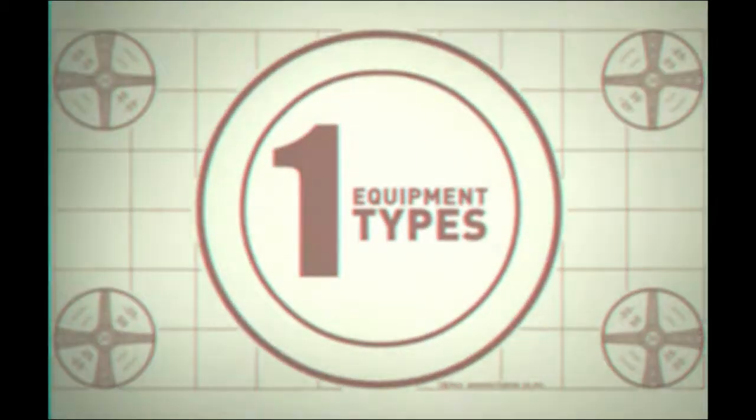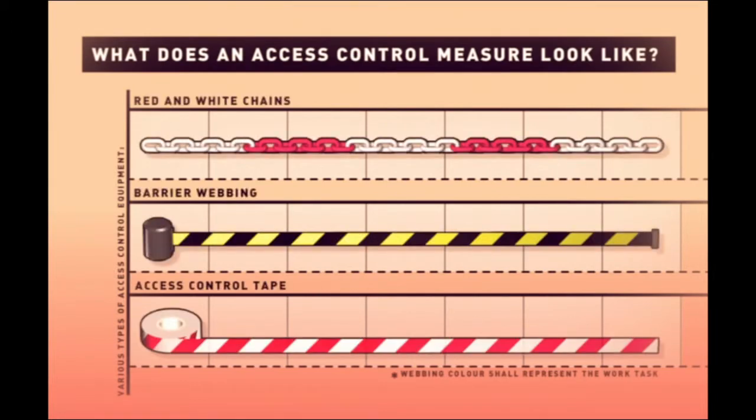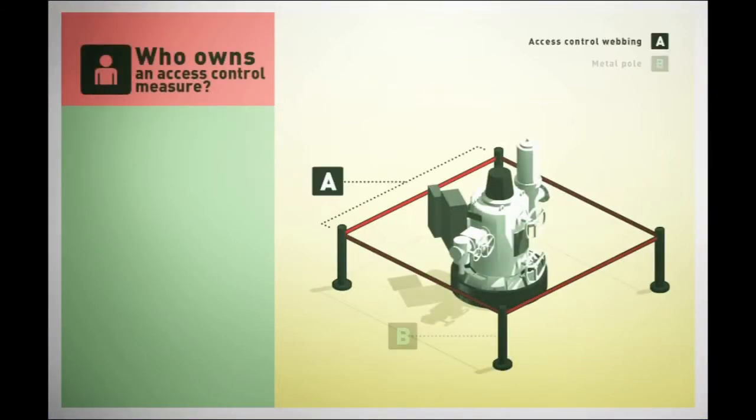There are various types of access control equipment, which are suitable for different work tasks. Temporary access control measures often consist of red and white chains, barrier webbing or similar. An access control measure can also be an integrated part of the area design, such as a red and white self-closing gate. Access control measures do not implement and remove themselves. All access control measures have an owner.